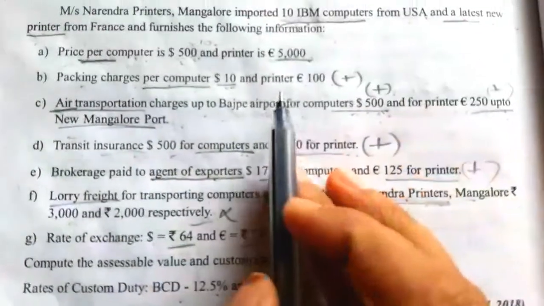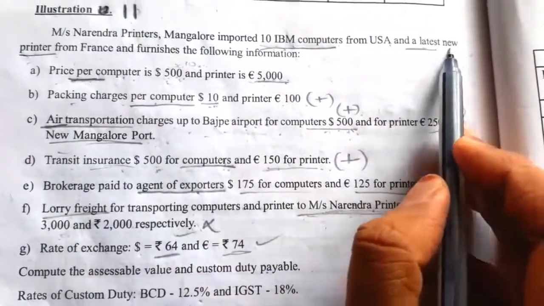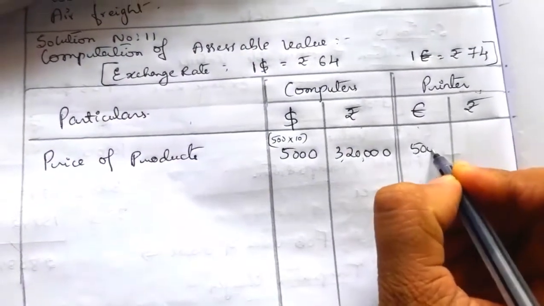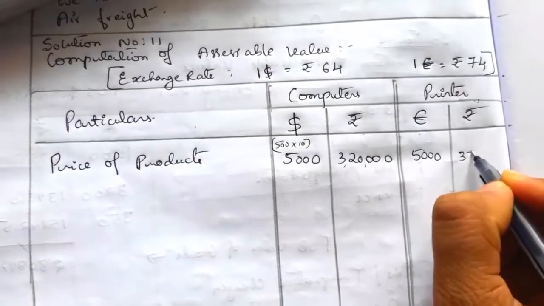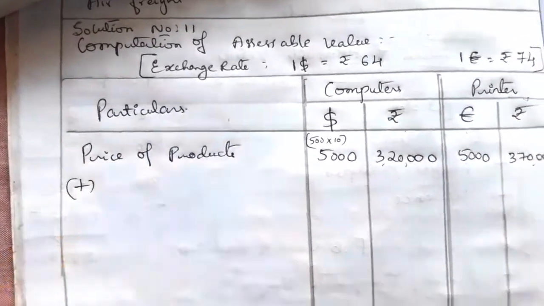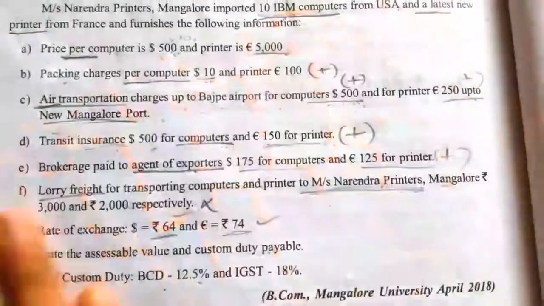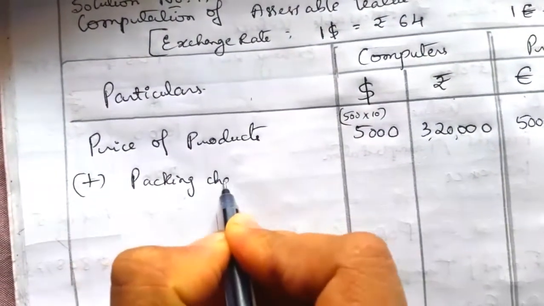Then for the price of printers, they have given 5,000. Here it is only one printer. Don't multiply. So we can take directly 5,000 for the printers. So 5,000 into 74 is equal to 3,70,000. So next we have to add the expenses. Which are the expenses we have to add before FOB. So that is the packing charges we have to add. So we'll take packing charges.